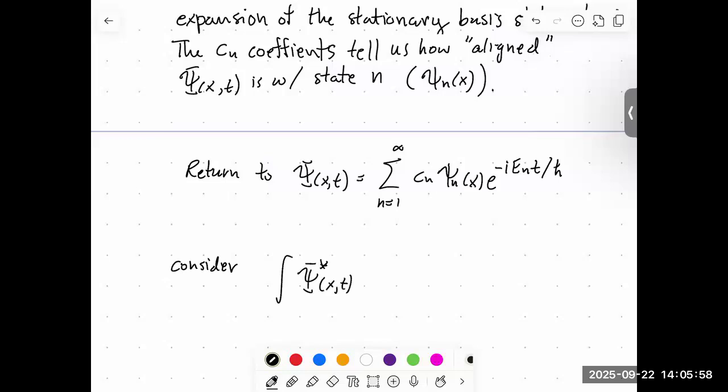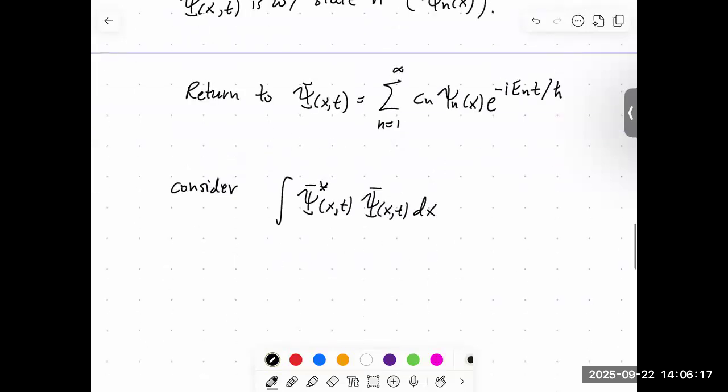psi star multiplied by psi, integrated dx. This would be our normalization requirement, which has to be equal to 1. Let's see what we get. All I'm going to do is take this expression and substitute it here. It'll be a bit of a mess, but it's manageable.